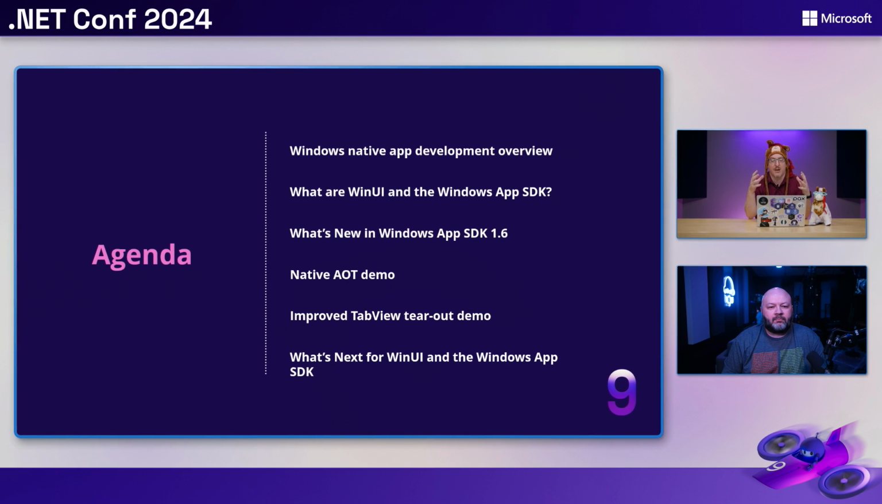So, Michael, you want to talk about what we're going to cover? Yeah, exactly. We're going to give you an overview of what your Windows native app options are for development, why you want to think about Windows native app development, and then, just like the title of the session, dive into what WinUI and the Windows App SDK are, and what's new in our latest release, 1.6, from September. Michael, you have a couple of demos to share with us too, right?